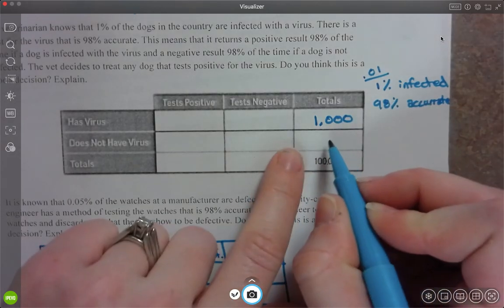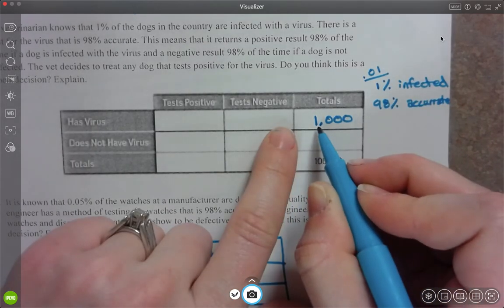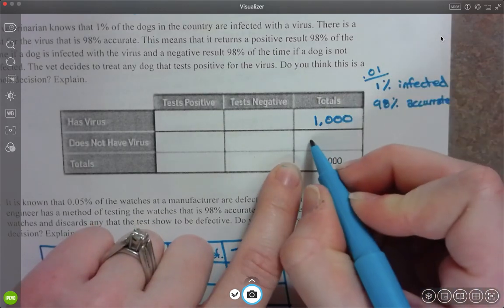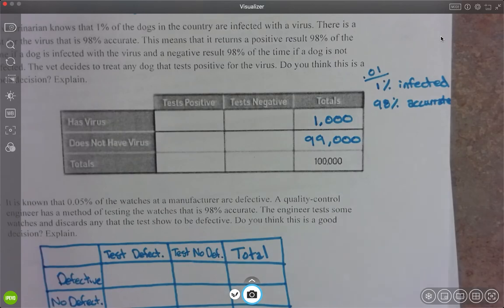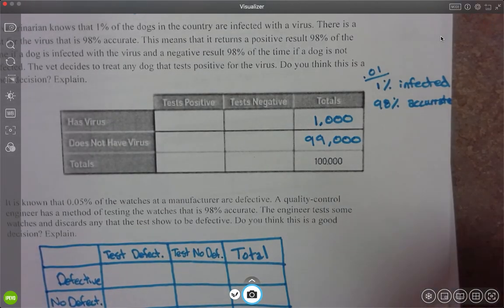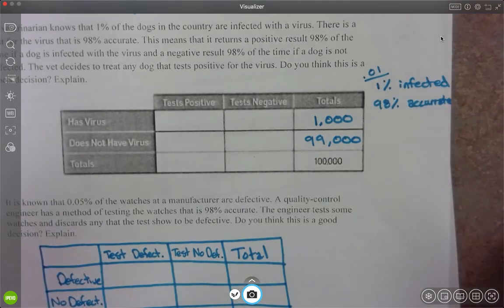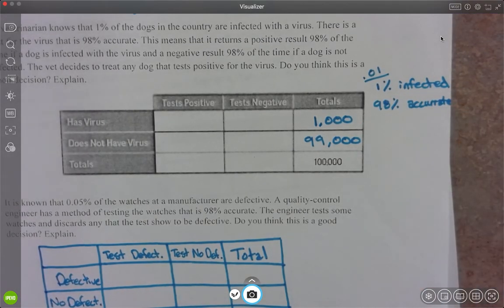So how many are not going to have the virus? If 1,000 have it, out of 100,000, that means 99,000 are not going to have the virus, because the virus is not very prevalent. It's not a really widespread virus. Okay. All right. Now, 98% of the time, the test is going to do what it's supposed to do.